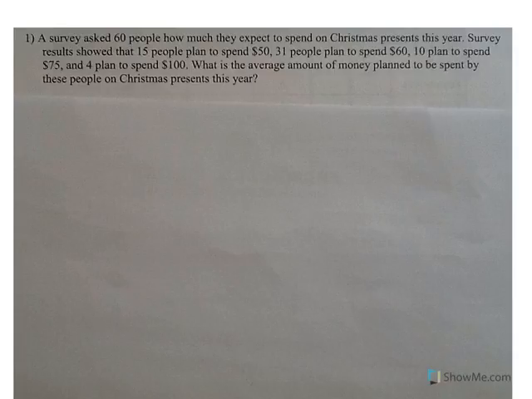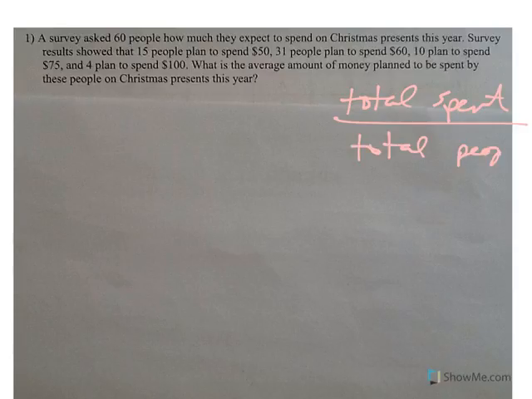A survey asked 60 people how much they expect to spend on Christmas presents this year. Survey results showed that 15 people plan to spend $50, 31 people plan to spend $60, 10 plan to spend $75, and 4 plan to spend $100. What's the average amount spent by people? So we want to find the total amount spent divided by the total people.